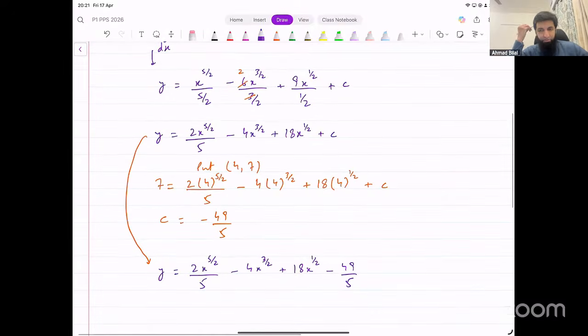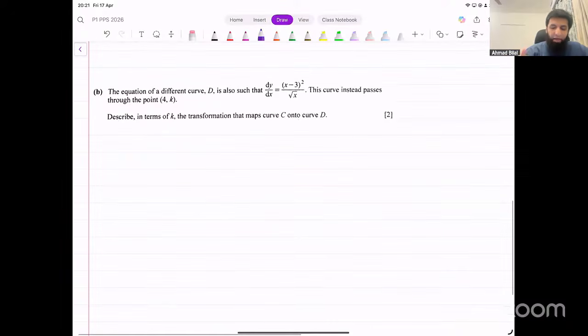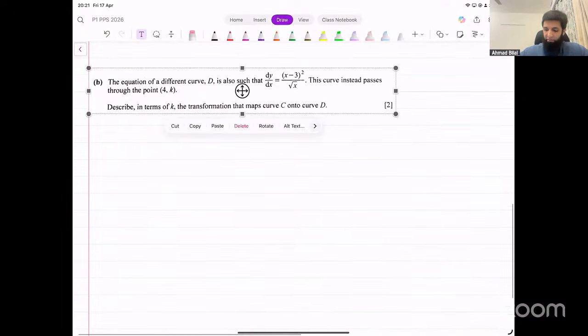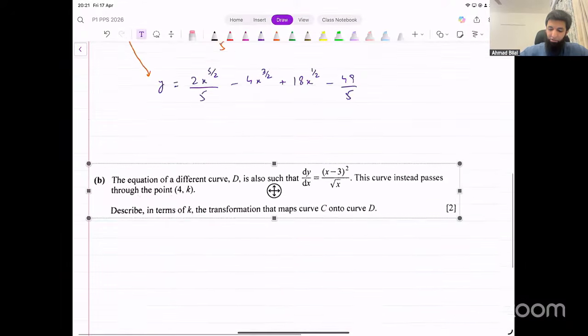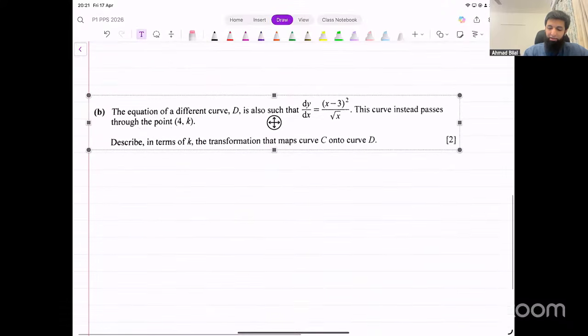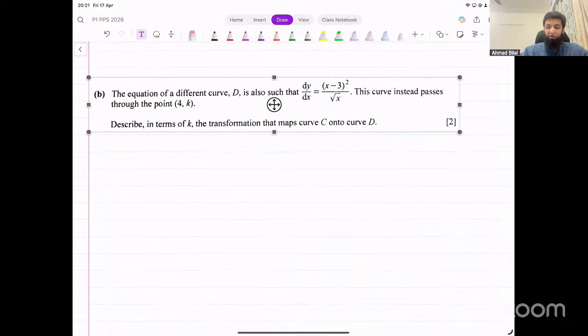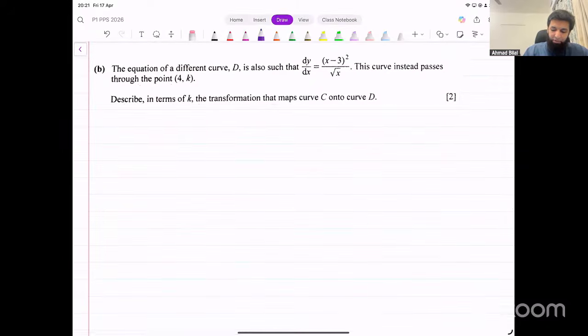Okay. Achha, that's the function that we're getting. Any issues with this? Okay, chalo. Now they're saying equation of a different curve D is also such that dy over dx is equal to this. That's a different curve now. This curve instead passes through the point 4, k. Describe in terms of k the transformation that maps the curve C onto curve D.